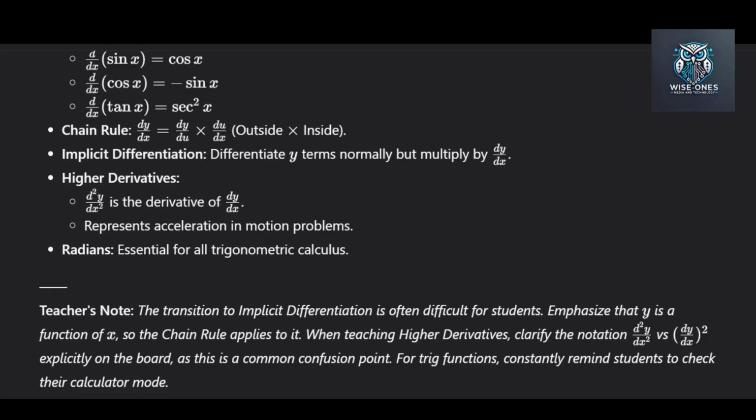Here are some teacher's tips for WAEC. Transition to implicit differentiation is often difficult for students. Emphasize that y is a function of x, so the chain rule applies to it. When teaching higher derivatives, clarify the notation d squared y over dx squared versus (dy/dx) squared explicitly on the board, as this is a common confusion point. For trig functions, constantly remind students to check their calculator mode and always write down every step. Do not skip steps in implicit differentiation.